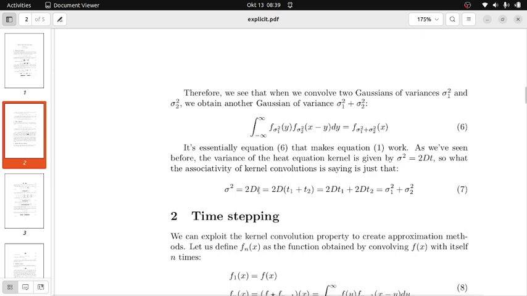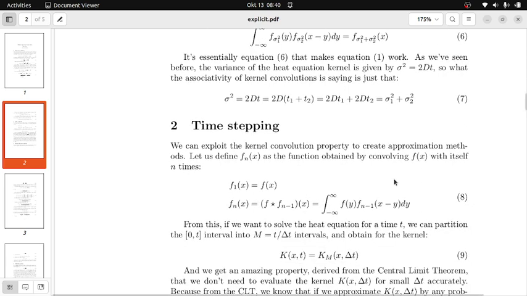And so this statement that the kernel is the convolution at different times simply means that sigma squared is 2Dt, but I can break up t into t1 plus t2, then I have 2Dt1 plus 2Dt2, and then the variances do add up, so that's why the previous equation for the kernel works.